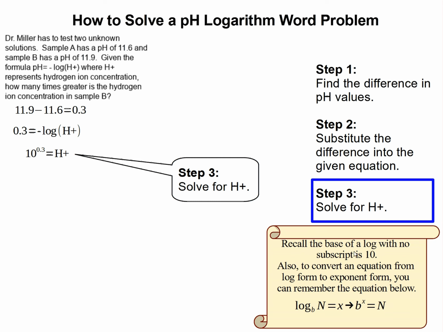So we can convert it from log form to equation form, right? So remember that since there's nothing here, we know it's 10, so this 10 goes here, okay, and then the one all by itself becomes the exponent, right? So that's why we get 10 to the 0.3 power is H plus. And usually you can just leave it like that. And that completes your problem.